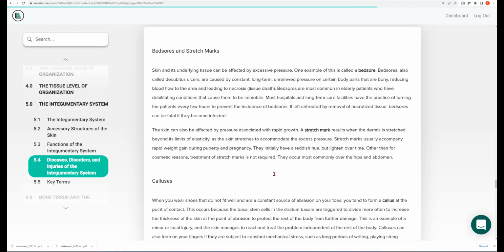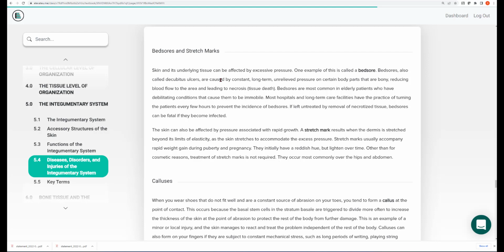Oh, I should say just a couple interesting things as well related to your skin. And that is bed sores and stretch marks and calluses. Again, these are all things we've probably heard of. A bed sore is also called a Decubitus ulcer. And these ulcers are not uncommon in individuals who are bedridden.